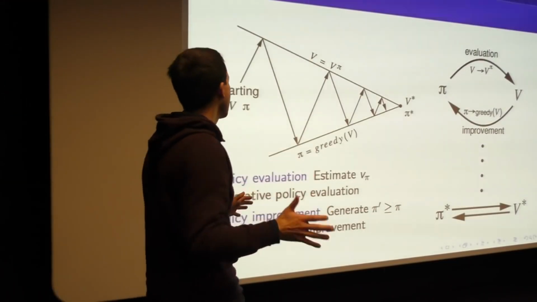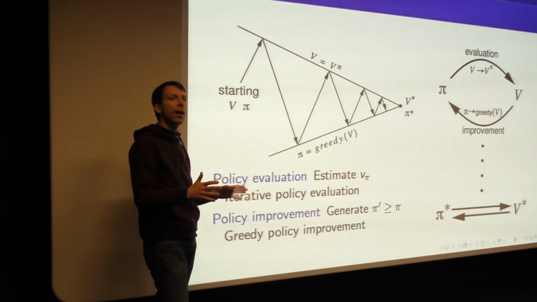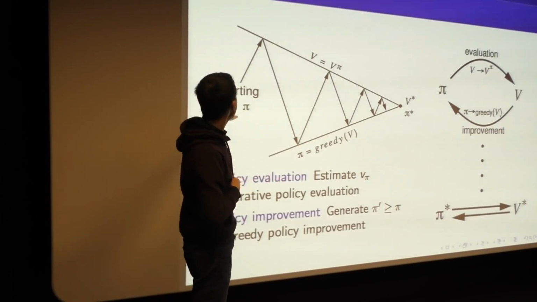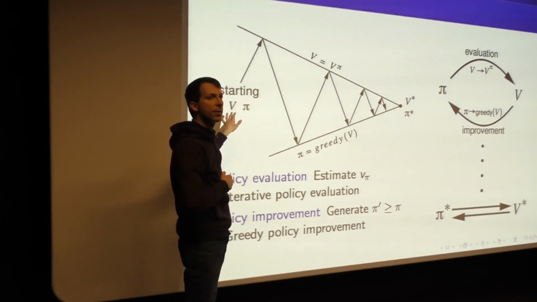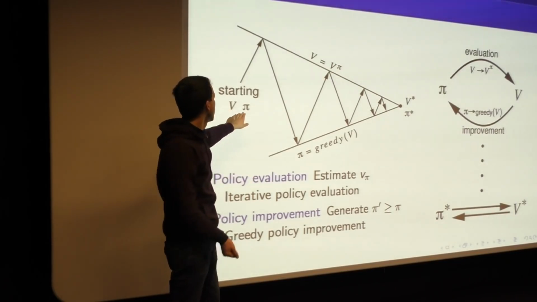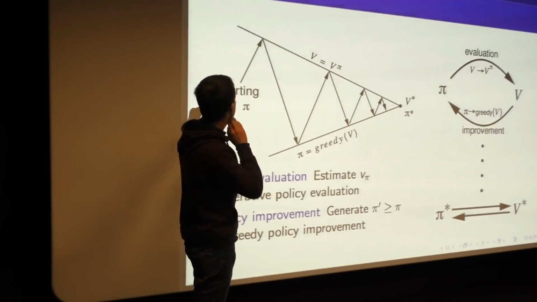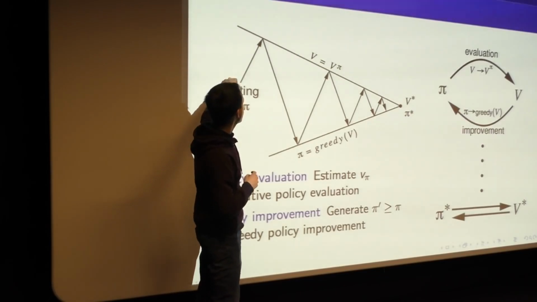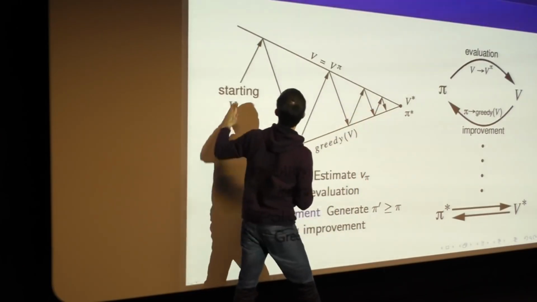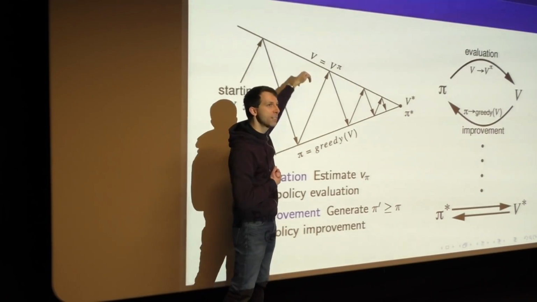Okay, so just in one picture, this is the idea that we're going to be using again and again, not just today, but in many subsequent classes as well. So you start off with some inputs to this process. The inputs are some arbitrary value function, like all zeros, and some policy. We're going to do policy evaluation on our up arrows, and we're going to do policy improvement on our down arrows.